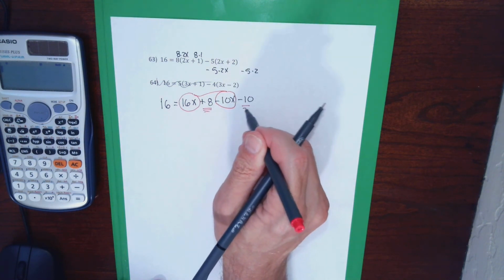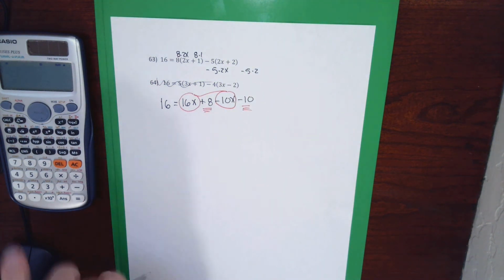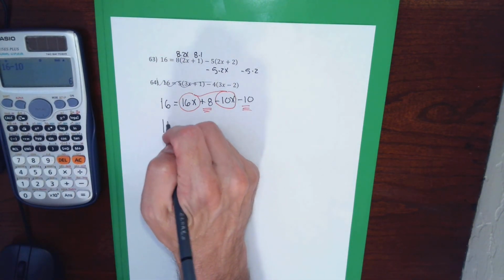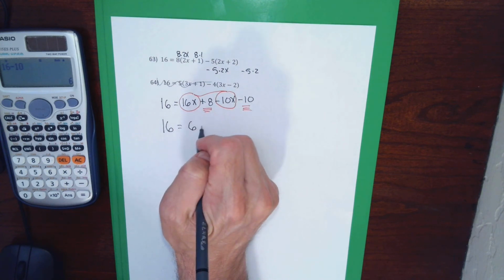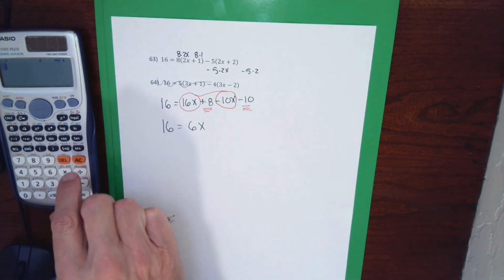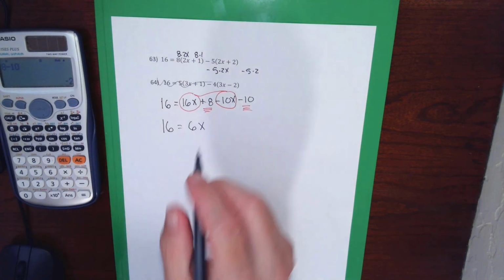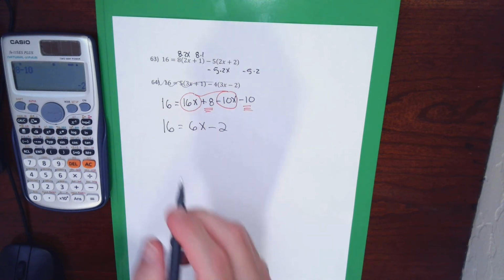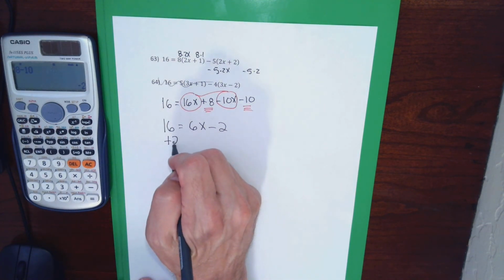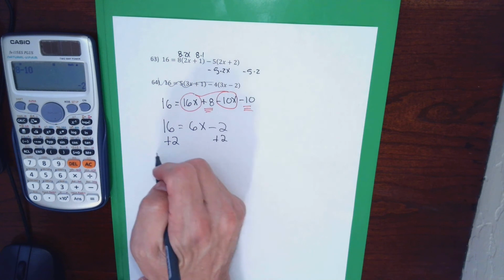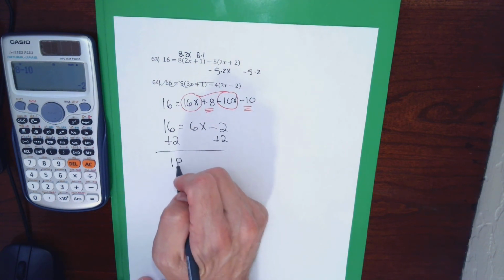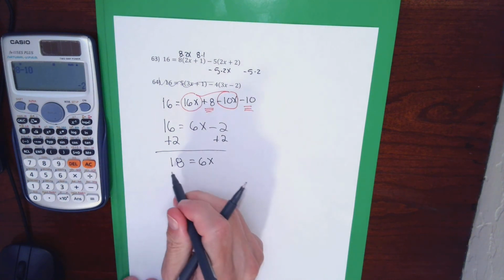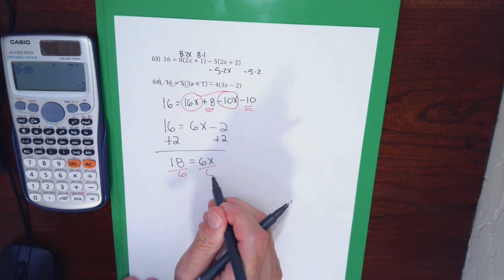So now on the left-hand side, I need to do 16x minus 10x, and that's going to give me a 6 for the coefficient of the x, and I need to do 8 minus 10, and that's going to give me a negative 2. Cleared the parentheses, combine like terms. Of course, we're going to get a fraction answer. Now I'm going to add 2 to both sides. This is going to give me 18 equals 6x. And then divide by 6, divide by 6.